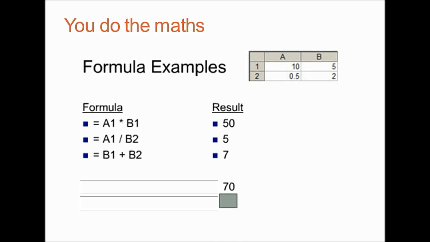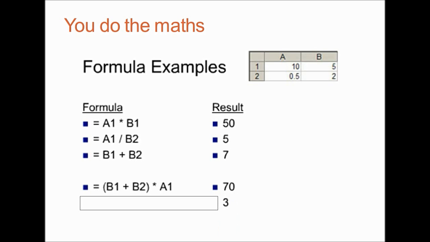70, this is a tricky one. We might need to use brackets in this one, parentheses, use some BODMAS. As you can see, we had to put B1 plus B2 into brackets. Okay, we had to work out B1 and B2, work out that so that it gives us 7. So that when Excel works that out, we can multiply it by the 10, and that's how we got the 70.